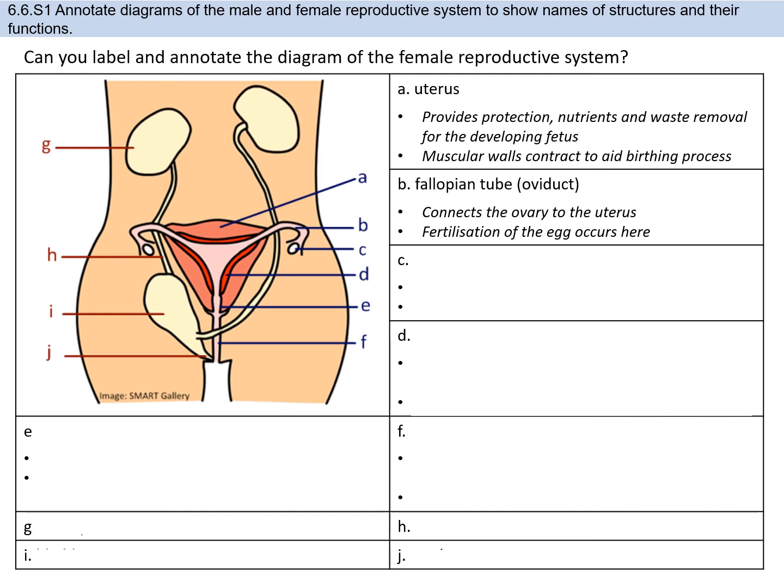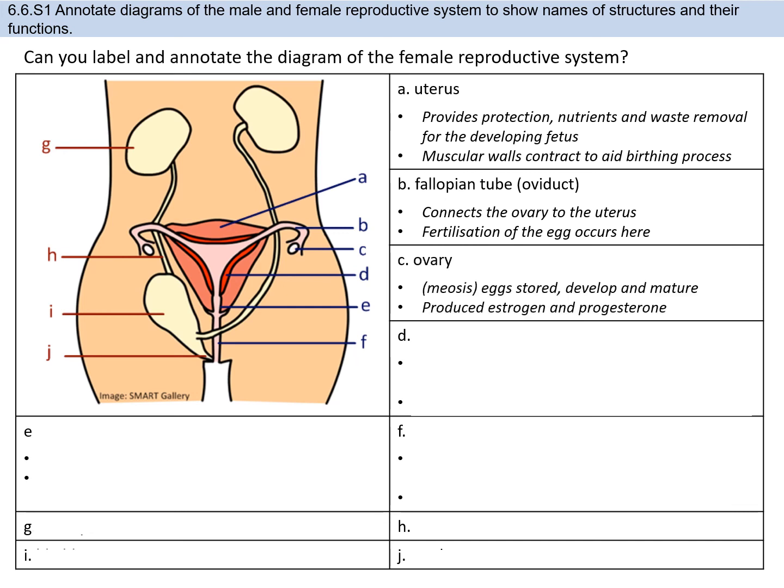Then going around the uterus on both sides, we have the fallopian tubes, or what is also called the oviduct. They're there to connect the ovaries to the uterus, and it's also where fertilization actually occurs. It doesn't occur in the uterus. The sperm move all the way up into the fallopian tubes, and that's where the egg and the sperm first meet, and the egg is fertilized in the fallopian tubes.